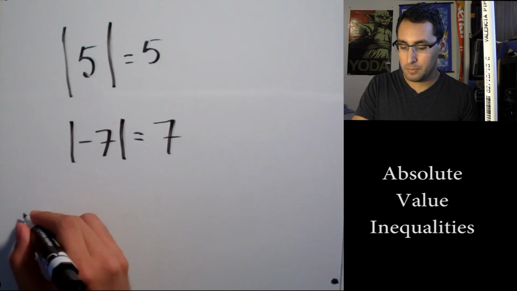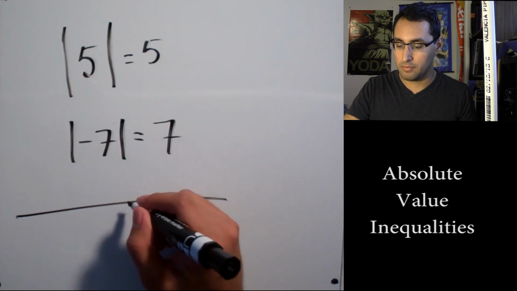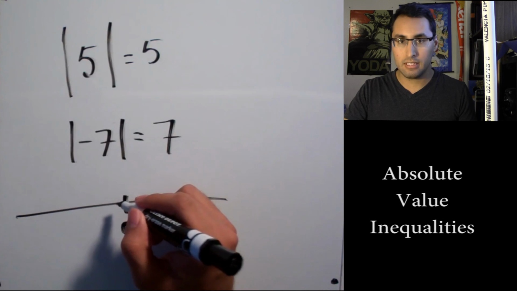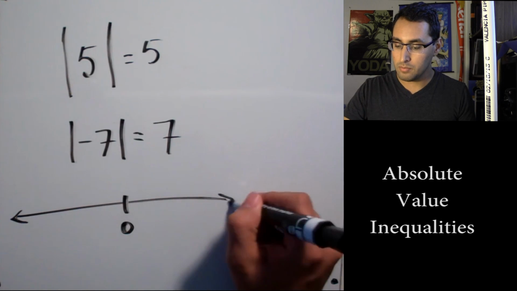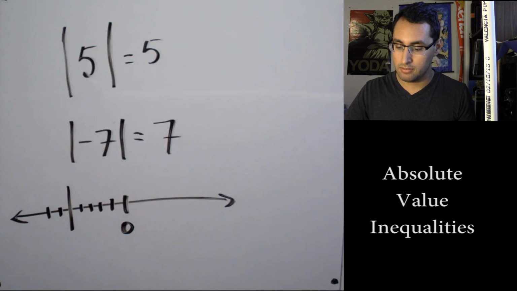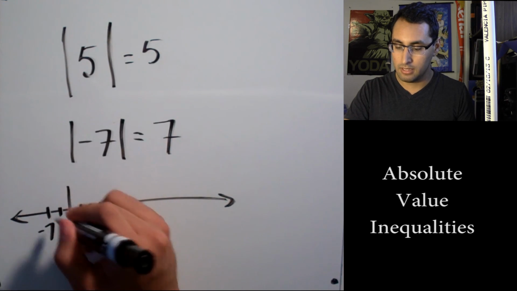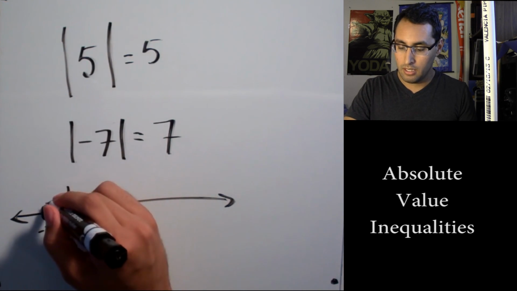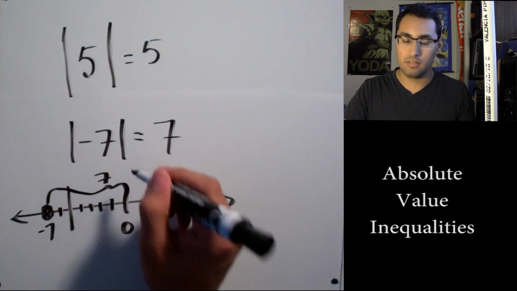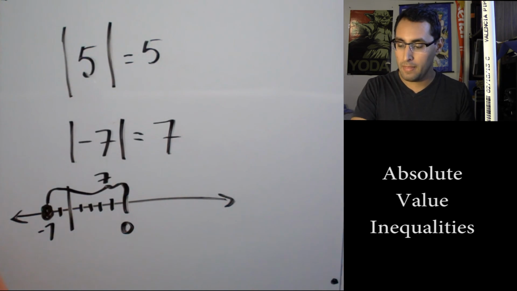Why? Well, look at this. I'm going to draw a number line. We're going to do 0. I'm going to do -7, so -7 is to the left. I'm going to go 1, 2, 3, 4, 5, 6, 7. This is -7. I'm going to put a dot right there. How far is this distance? It's only 7 away.